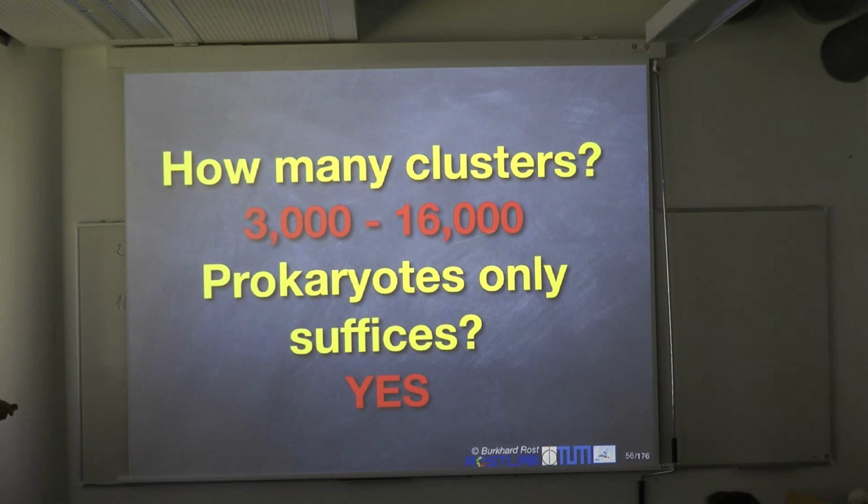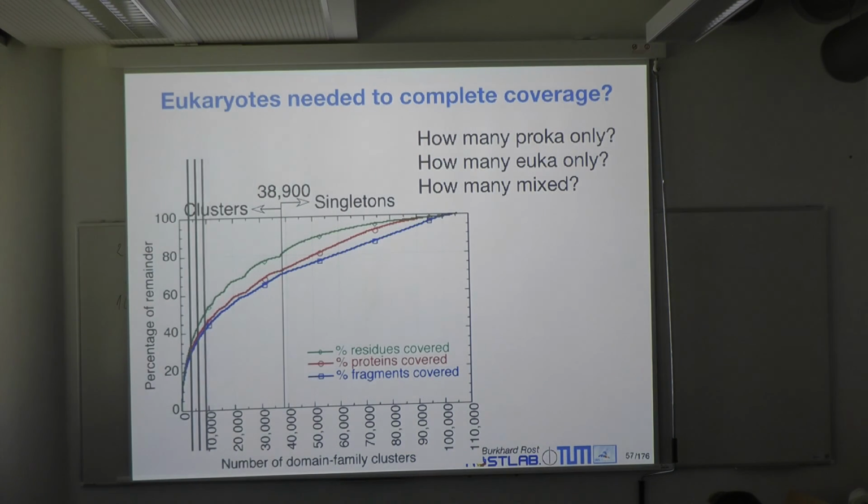How many clusters? Clearly, the idea of 1,000 was not enough. What about 3,000 to 16,000? That is what I showed you before. Remember I said that this would give us a fourth, this would give us a little bit more than half. But the question remains, would prokaryotes suffice? It used to be the answer was yes.